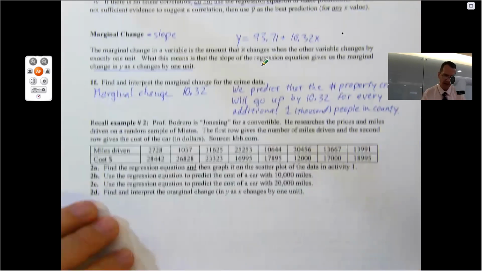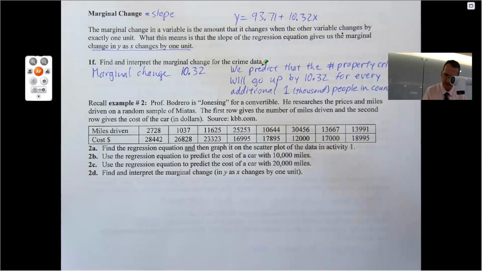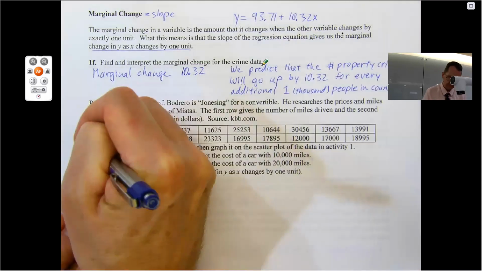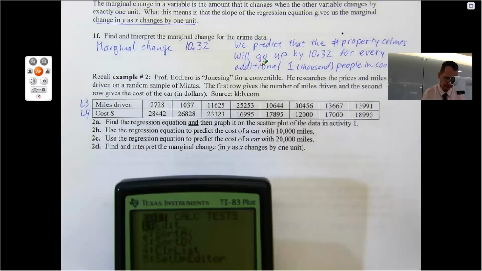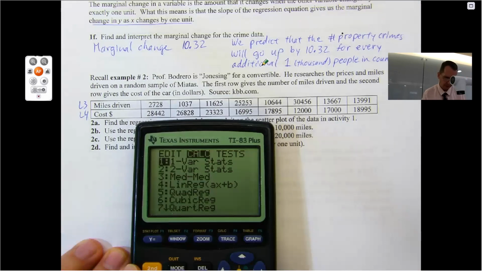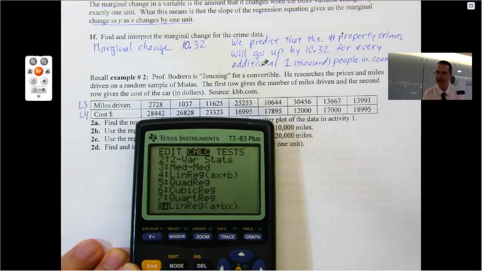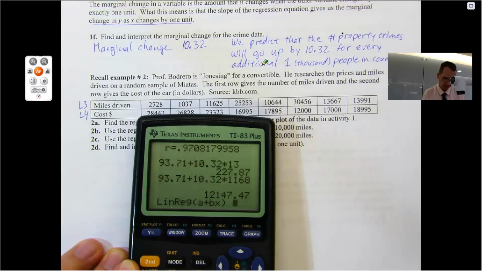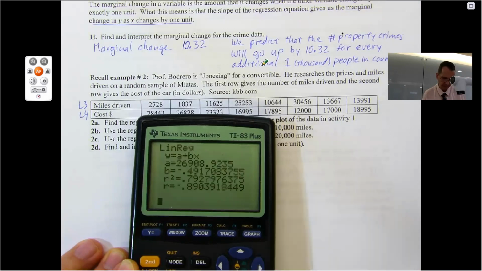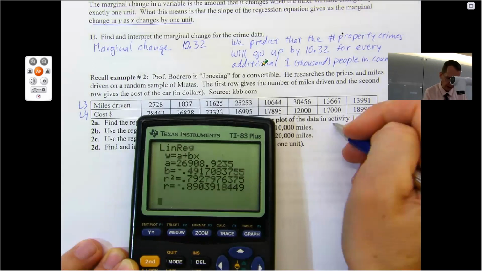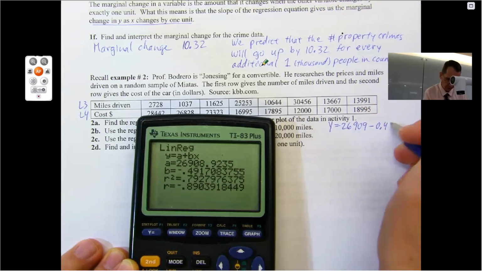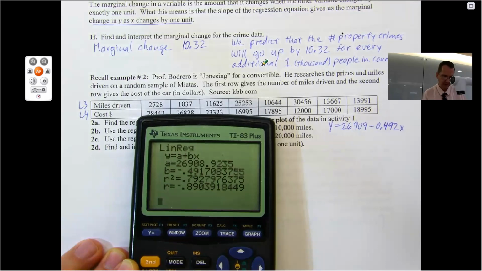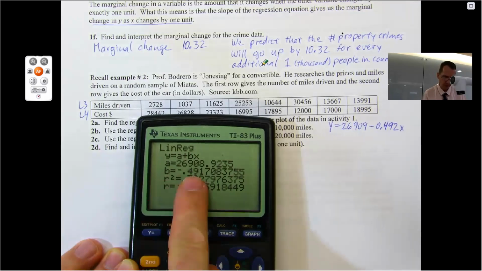Okay, let's look at example 2, where we had our Mazda Miata data, and we put those in list 3 and list 4. So let's find our regression equation. Let's come down here to option number 8, LinReg A plus BX, and we're going to do list 3, comma, list 4. So our regression equation is y equals 26,909 minus 0.492x. I stuck the A value in for A and the B value, including as negative, in for B.